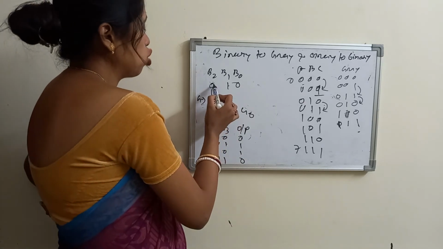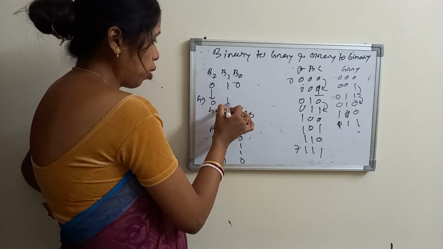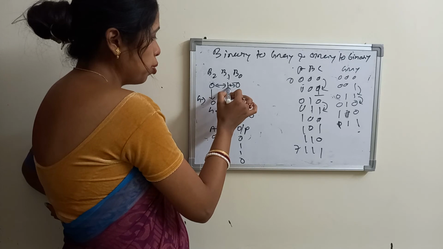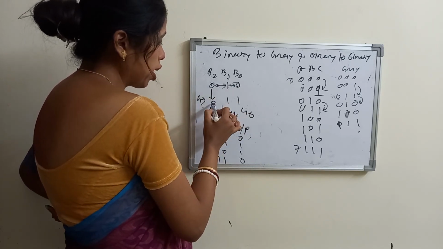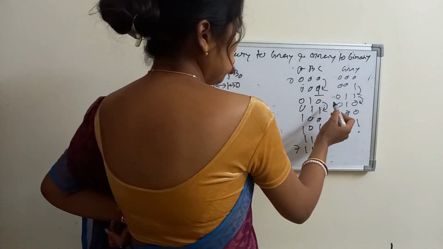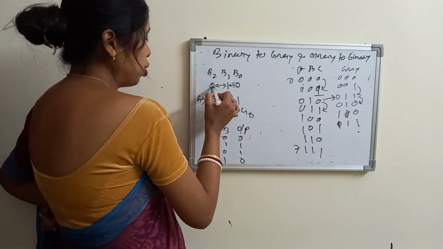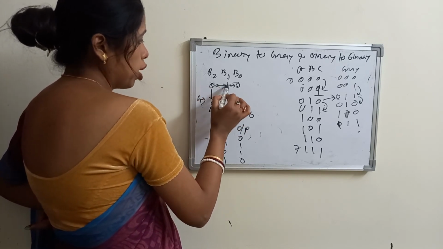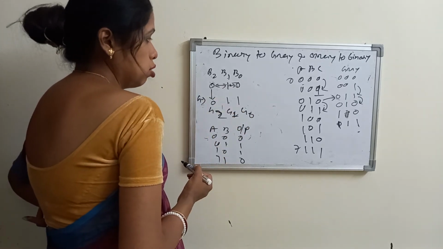So if you do the XOR operation between B2 and B1, here we will get 1. Again if you do the XOR operation between B1 and B0, you will get 1. So for corresponding 0 1 0, you are getting 0 1 1 as a gray number. Again I am repeating, B2 will remain the same as G2. For G1, the XOR operation between B2 and B1. For G0, XOR operation between B1 and B0.